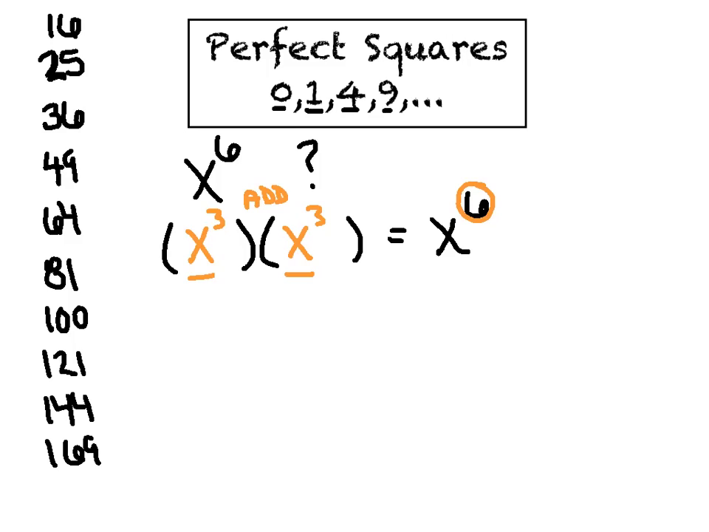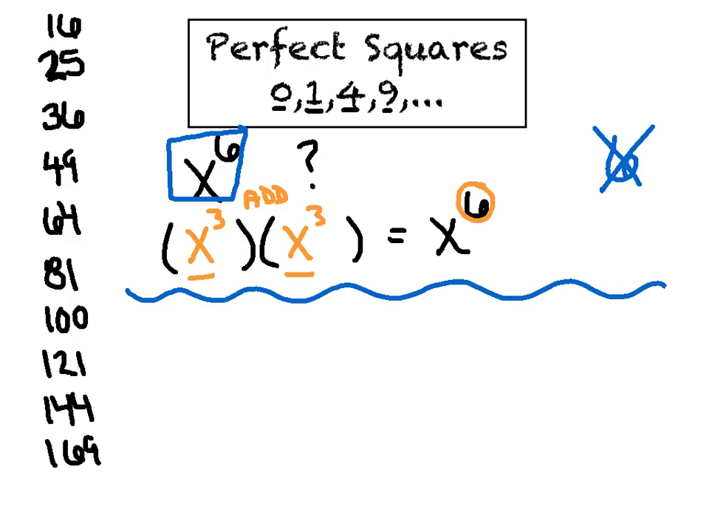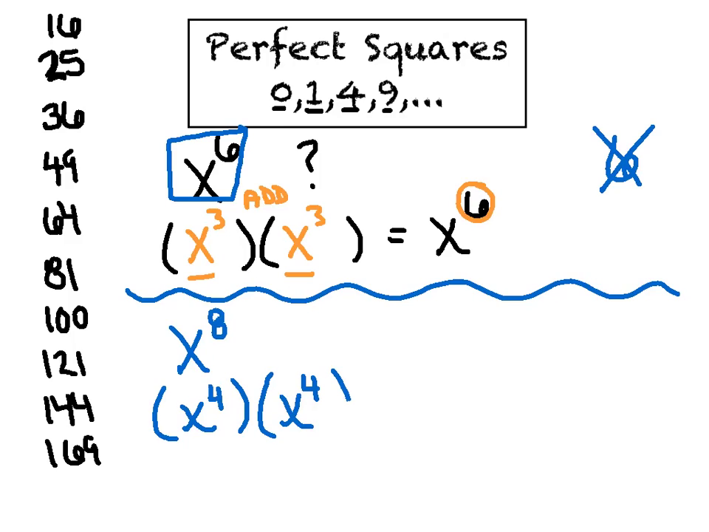So here's the danger of this discussion. Am I trying to tell you that the number 6 is a perfect square? No, I'm not. The number 6 by itself is not a perfect square. But what we are trying to say is that x raised to the 6th power is a perfect square. For instance, let's take a look at another example. Is x to the 8th a perfect square? I would say yes, it is, because x to the 4th times x to the 4th produces x to the 8th. Therefore, x to the 8th is a perfect square.